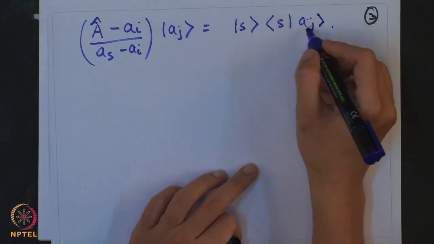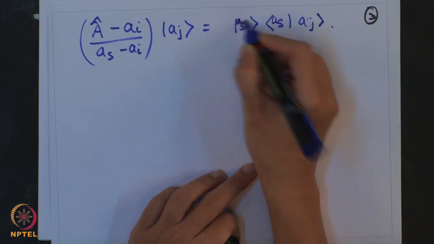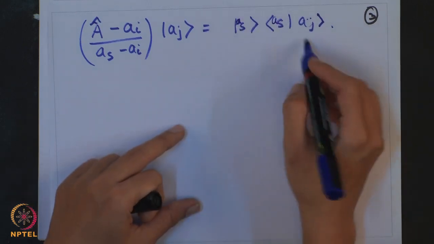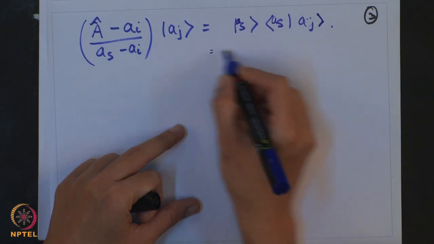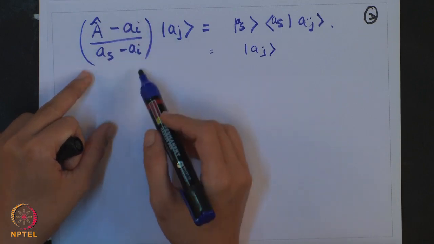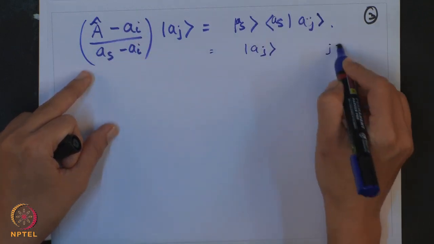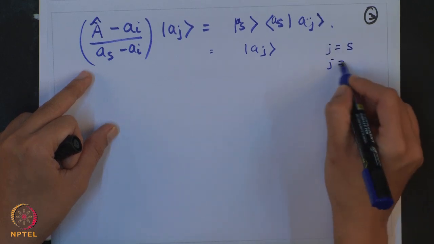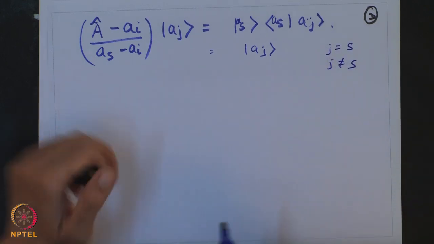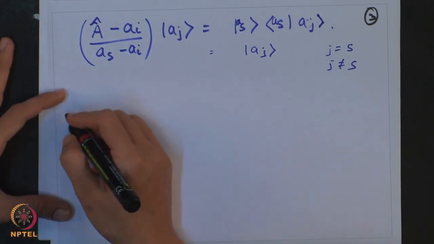So when S is equal to J, let me write this as AS rather. When S is equal to J, you will have just AJ. So when this is 1, you have J equal to S, and when J is not equal to S, this one will become 0. So now let us go to the second problem.